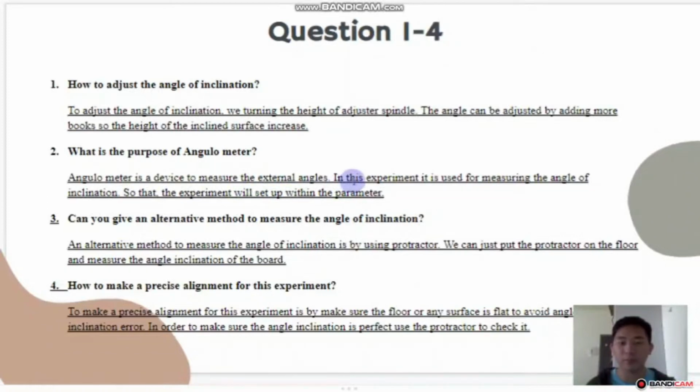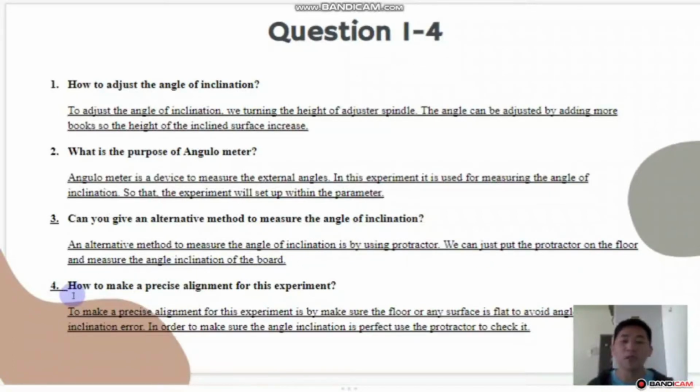In these experiments, it is used for measuring the angle of inclination so that the experiment will be set up within the parameter. Number 3, can you give an alternative method to measure the angle of inclination? An alternative method to measure the angle of inclination is by using a protractor. We can put the protractor on the floor and measure the angle of inclination of the board.